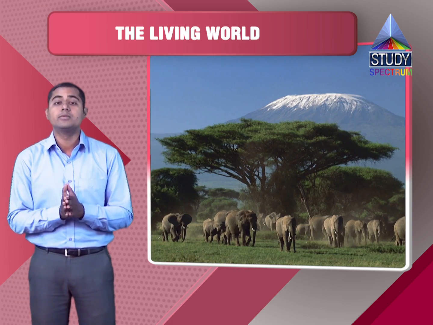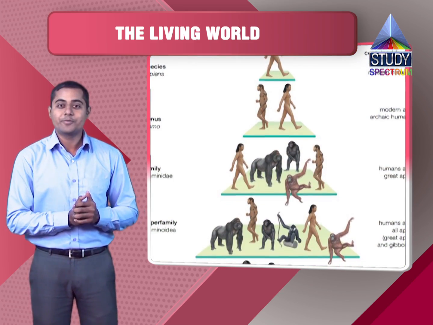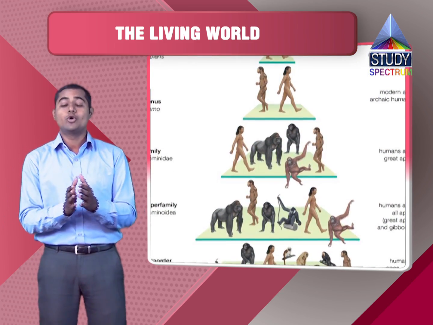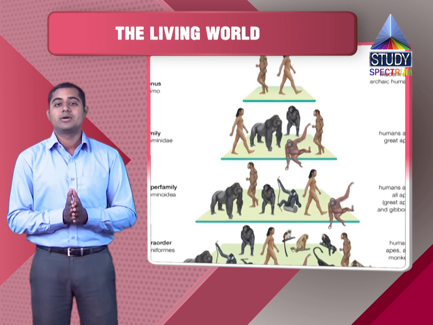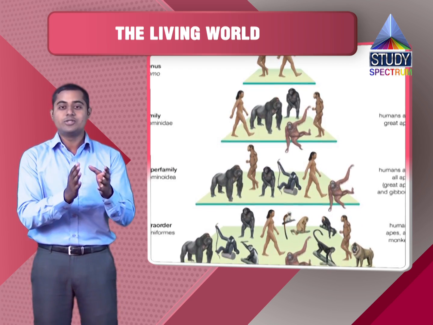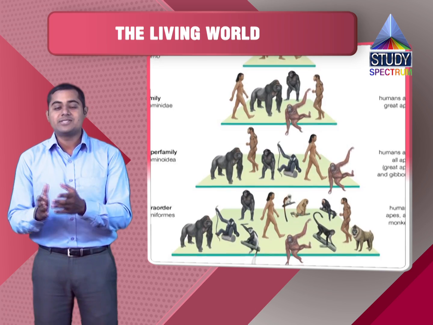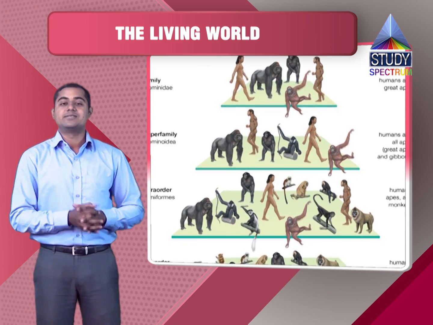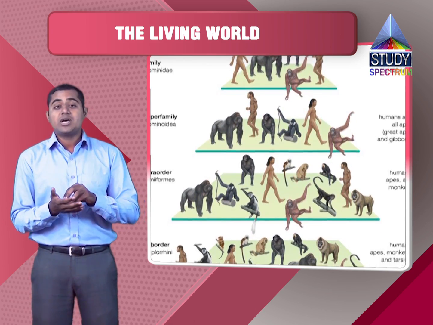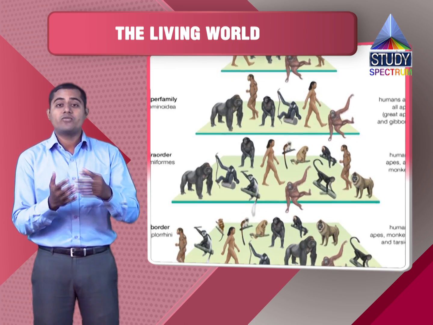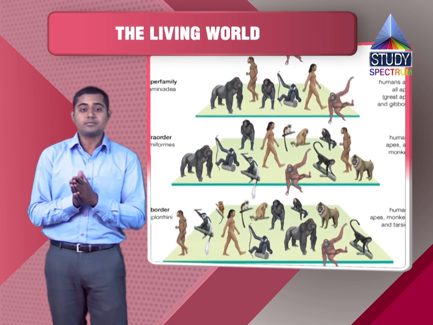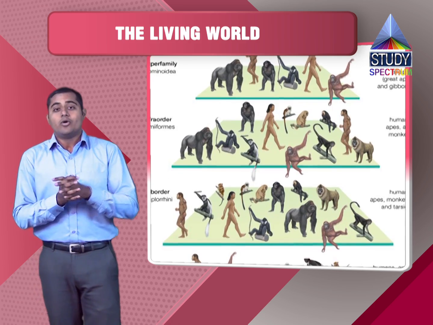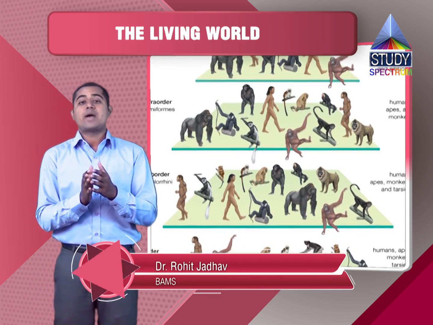For example, if I talk about a human being, what is our scientific name? Do you know? Our scientific name is Homo sapiens. Now you can definitely say Homo is a genus, sapiens is the species. Correct. Now this is our species and genus. What about family? What is our family? Homo sapiens belong to the family Hominidae.